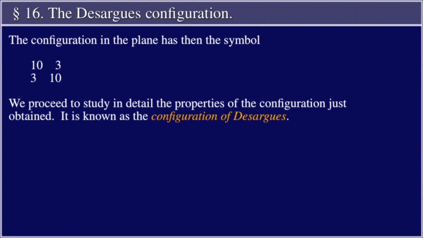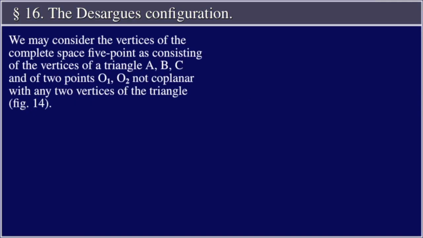We proceed to study in detail the properties of the configuration just obtained. It is known as the configuration of Desargues. We may consider the vertices of the complete space 5-point as consisting of the vertices of a triangle ABC and of 2 points O1 and O2, not coplanar with any 2 vertices of the triangle.